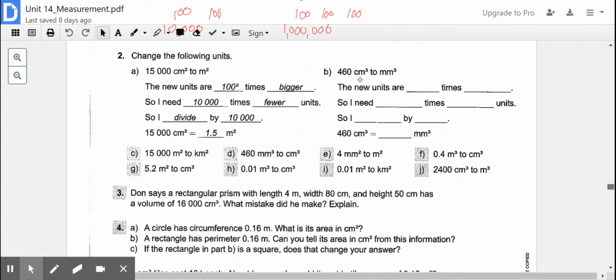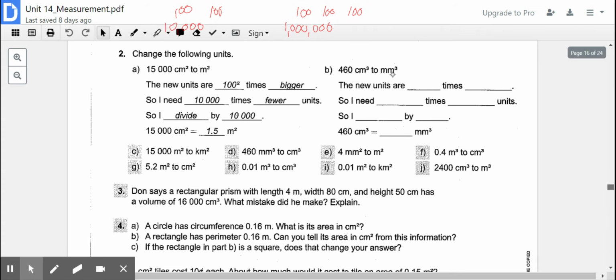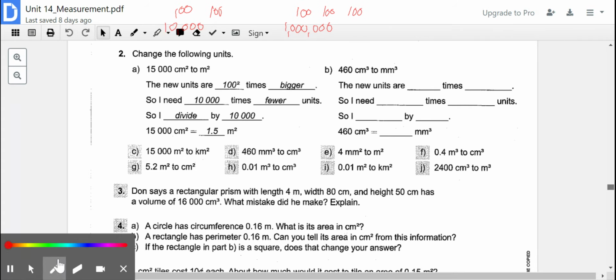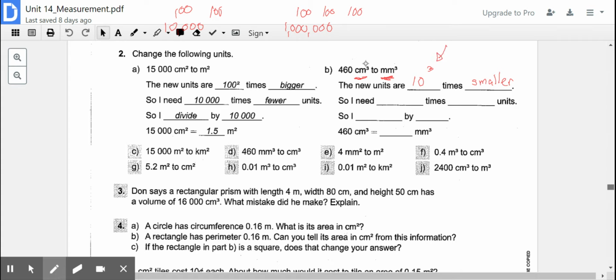Now, again, we're going from centimeters cubed to millimeters cubed. Now, remember, when I'm doing centimeters cubed here, they are 10 cubed times, I'm going from big to small. So they're 10 cubed times smaller. And the reason it's smaller is because millimeters are smaller than centimeters. Okay, and the reason it's 10 cubed is because we've got centimeters cubed to millimeters cubed. And the difference between centimeters to millimeters is 10.